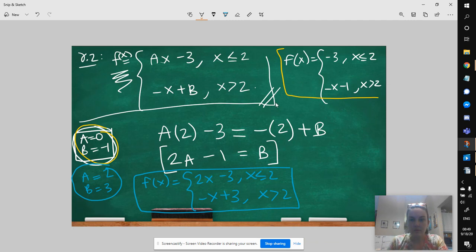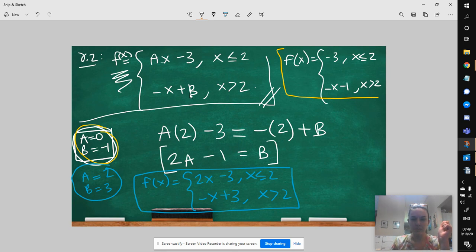And now, for the second example, now we've got 2 mystery constants, right? A and B are mysteries for our piecewise function f of x equals ax minus 3 when x is less than or equal to 2, or negative x plus b when x is bigger than 2. You might say, Ms. Johnson, you just said when problems are confusing, draw a picture. We can't really draw this picture yet because we don't know a or b, so we can't really pinpoint a line at any point.